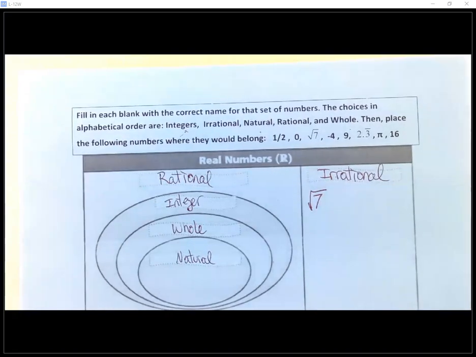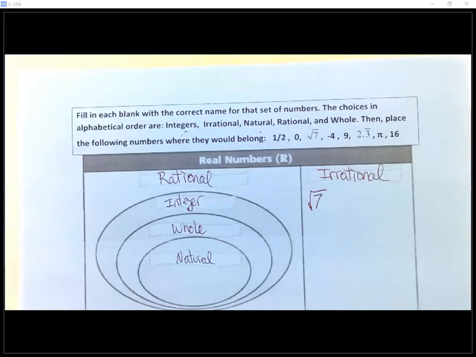If you don't know what the square root of the number is, it's probably irrational. I have no idea what the square root of 7 is, but I do know what the square root of 9 is, because it's just 3. So be careful. Not all square roots are irrational, so you've got to stop and think. Do I know the square root of 16? Oh yeah, it's just 4. So then it would be a natural number. All right, that one's done.